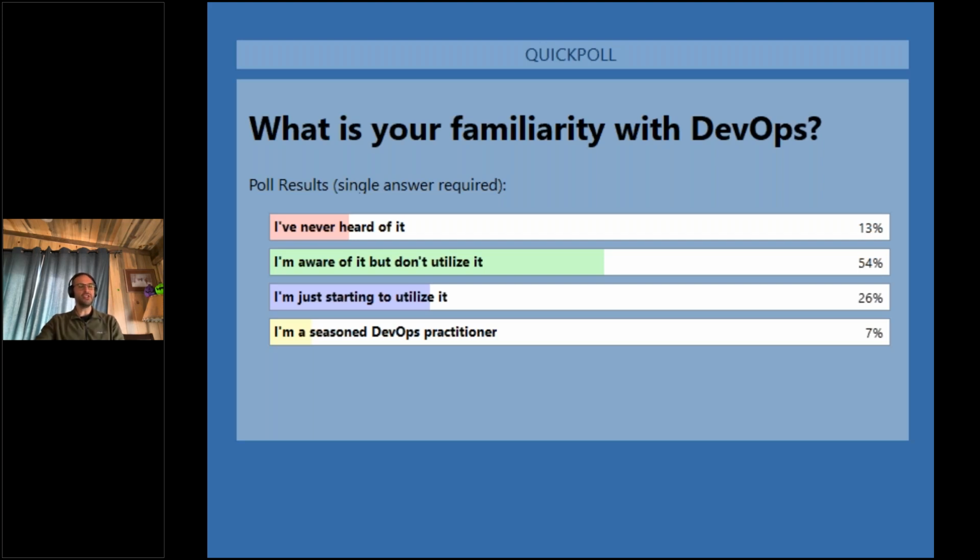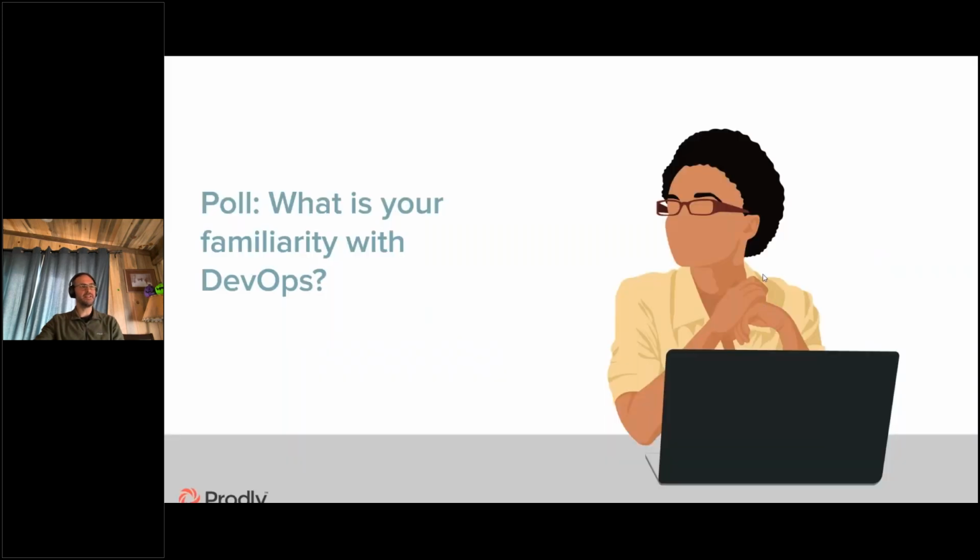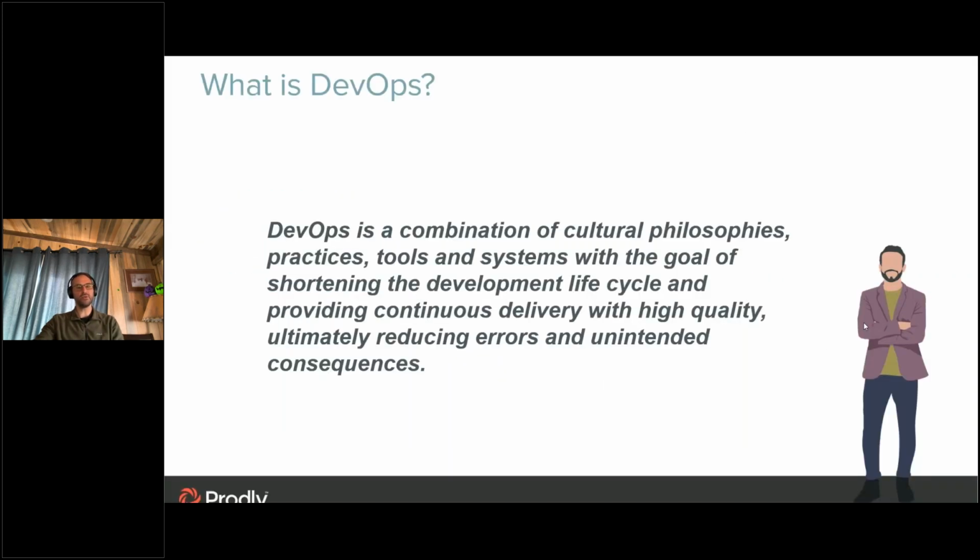So let's jump right in and take a look at this. So what is DevOps? Again, some of those foundational pieces. It's really a combination of philosophies and practices, tools, systems, people, ultimately with the goal of shortening the development life cycle, providing continuous delivery, most importantly with high quality, reducing errors and unintended consequences. It's a whole methodology to bring things quicker to market and reduce the errors that are in there. Another big piece of this will be collaboration and visibility. We'll talk a lot about that today as well.